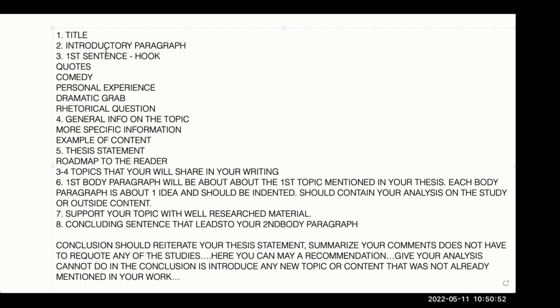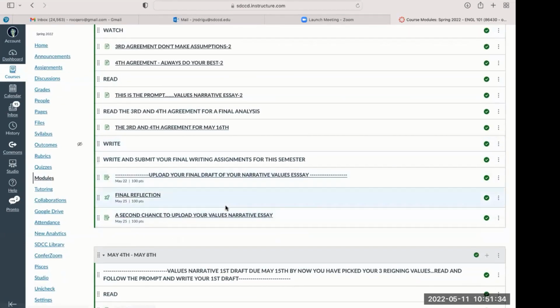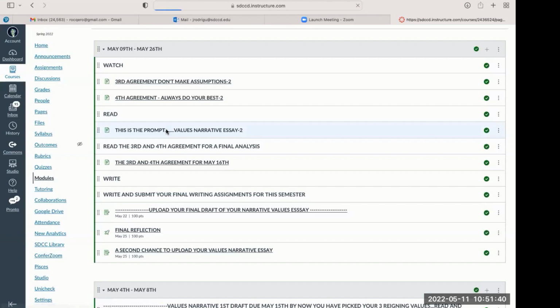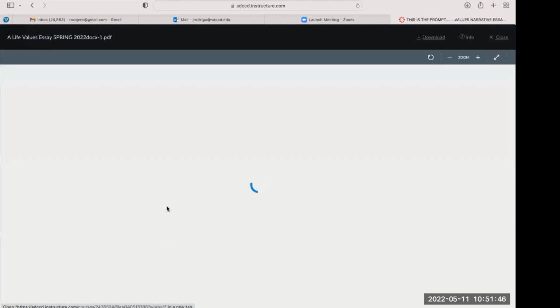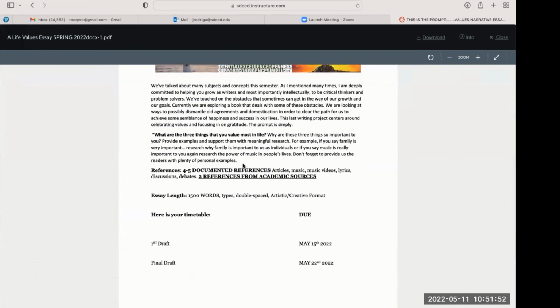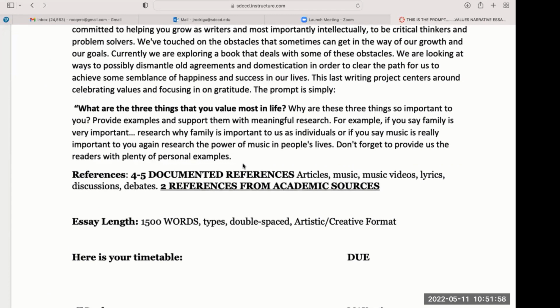All right, so that's pretty much it. Now, we're almost out of time, so let's take a look at our module. And again, I've made it as clear as possible: watch, read, write. Under read, this is the prompt, and it's right here. It's pretty much very bare bones. Here is the prompt.